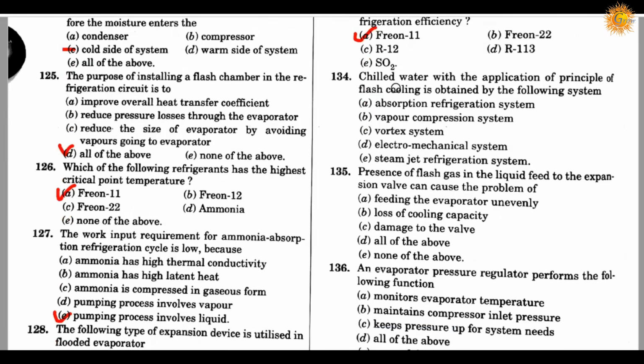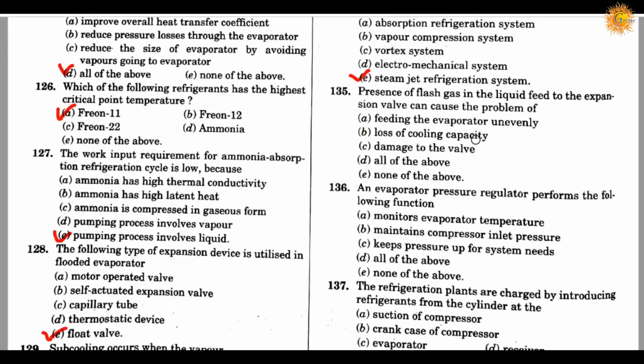Question number 134. Chilled water with the application of the principle of flash cooling is obtained by the following system. Option A, absorption refrigeration system. Option B, vapor compression system. Option C, vortex system. Option D, electromechanical system. Option E, steam jet refrigeration system. So the correct answer will be E, the steam jet refrigeration system.